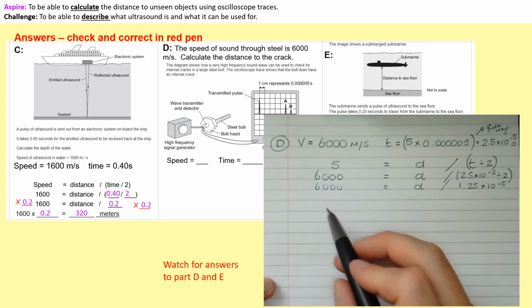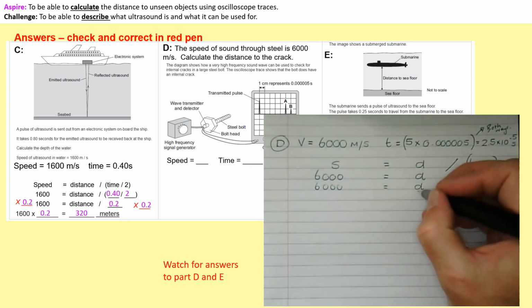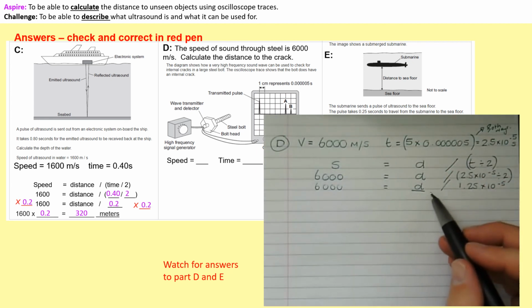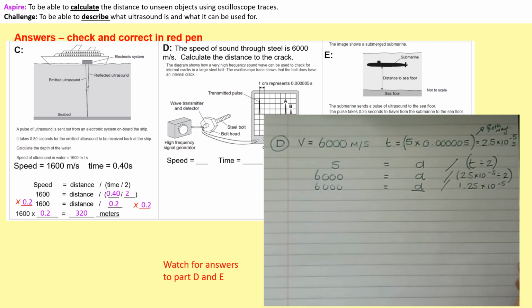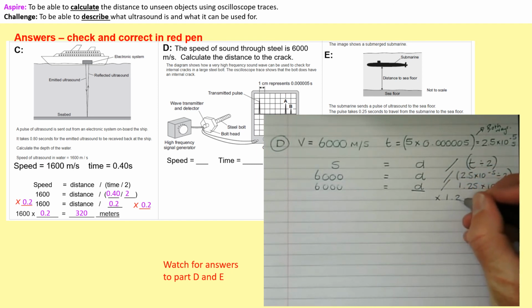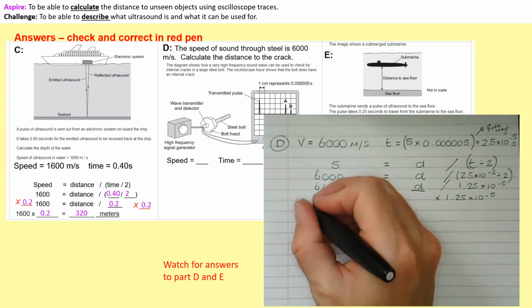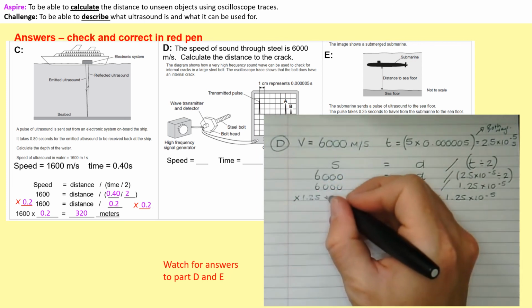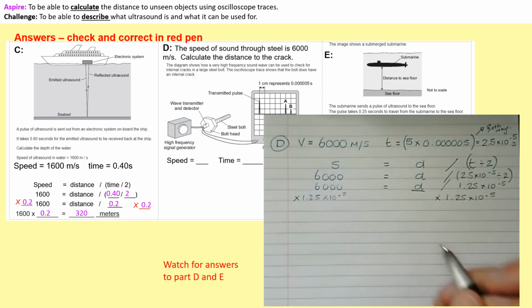Okay, so at this stage we now need to rearrange because this needs to be our subject. So we've got to do the opposite of what's happening to the subject. So the subject is currently being divided by this number. So in order to leave it on its own, we're going to multiply, because that's the opposite of the divide, by that number. So 1.25 times 10 to the minus 5 seconds. And we're going to do that to the other side as well. So times 1.25 times 10 to the minus 5.